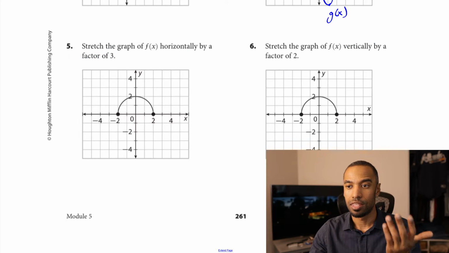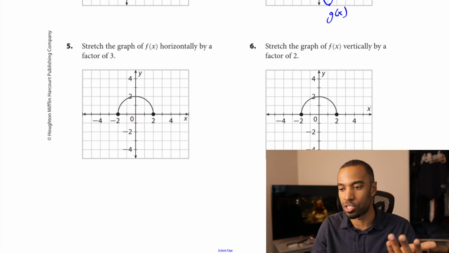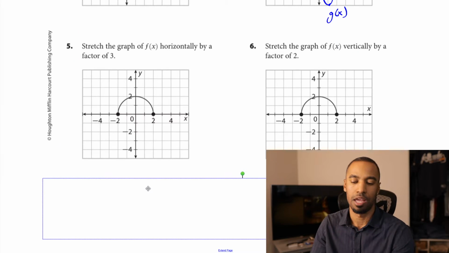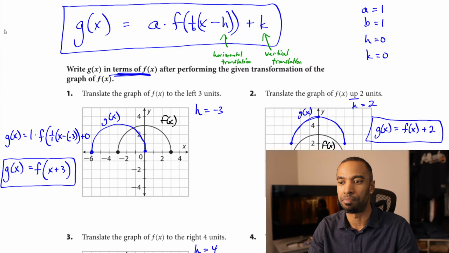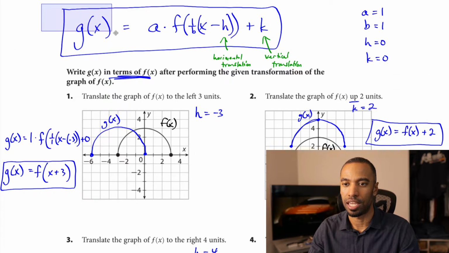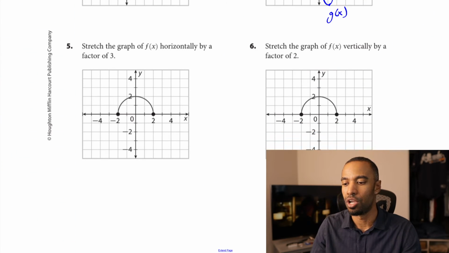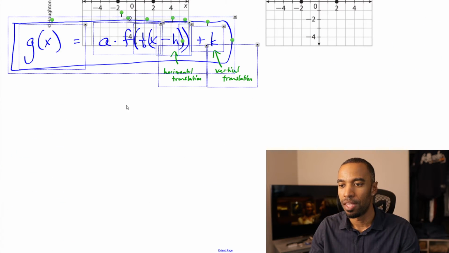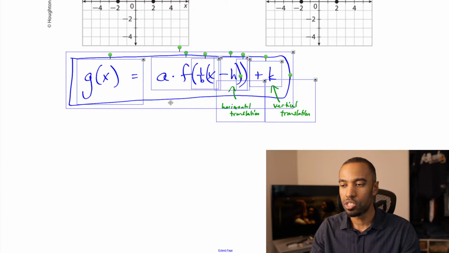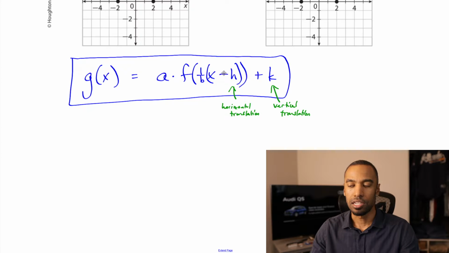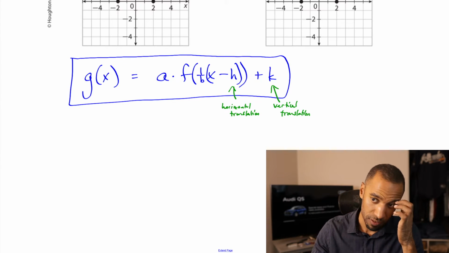And honestly, the horizontal stretch factors are a little bit crazier because they use this b value that's not only within your function, but it also is written as a fraction. And I didn't mention, and you probably ask at some point, why are we dividing by b? But even furthermore, why were we subtracting h? If you notice, k was added, h is subtracted. Was there something specific to that?